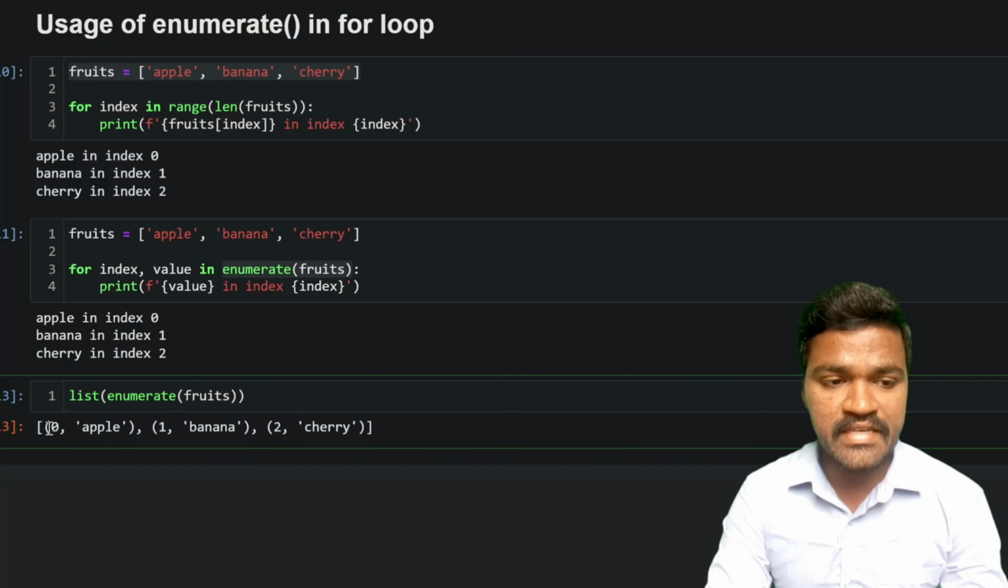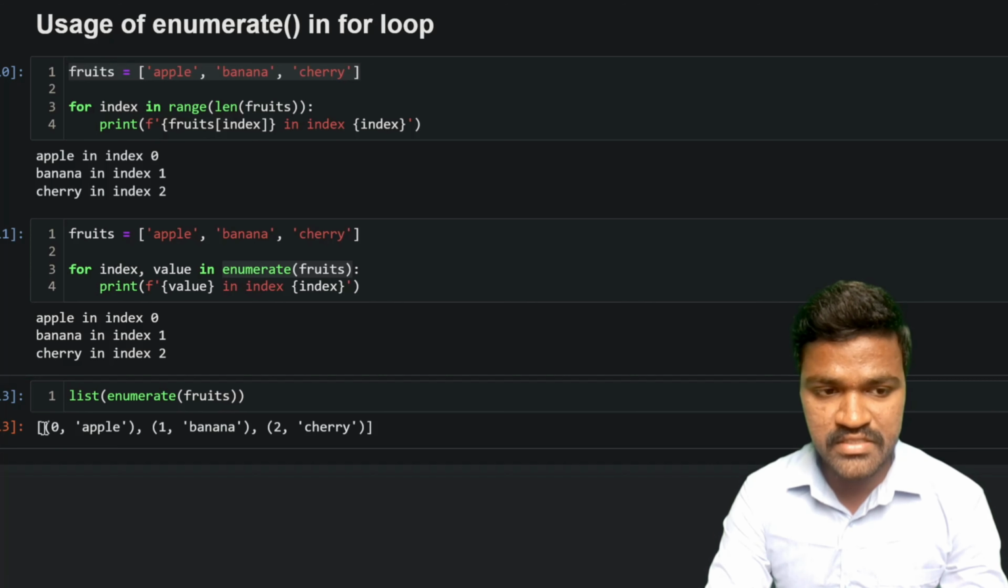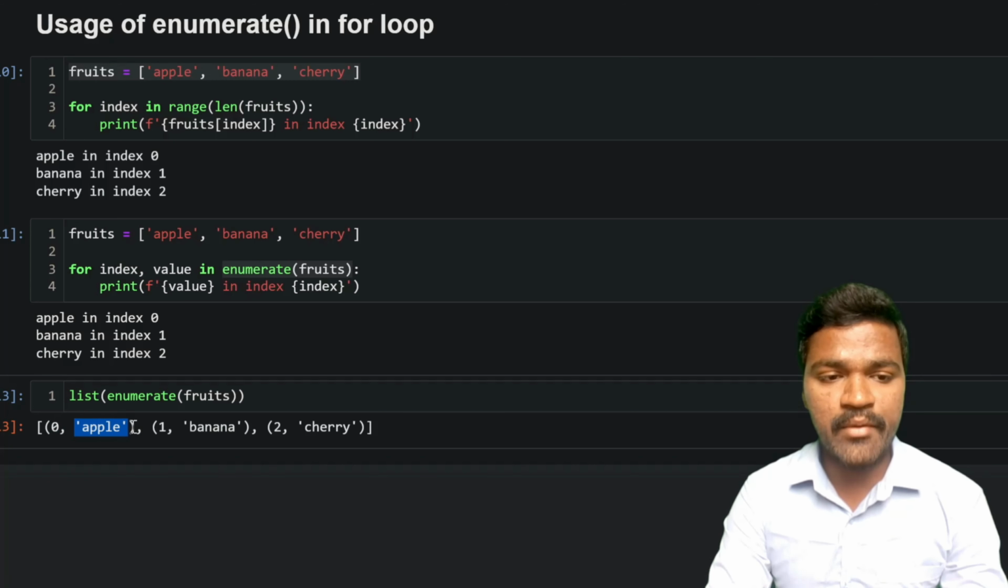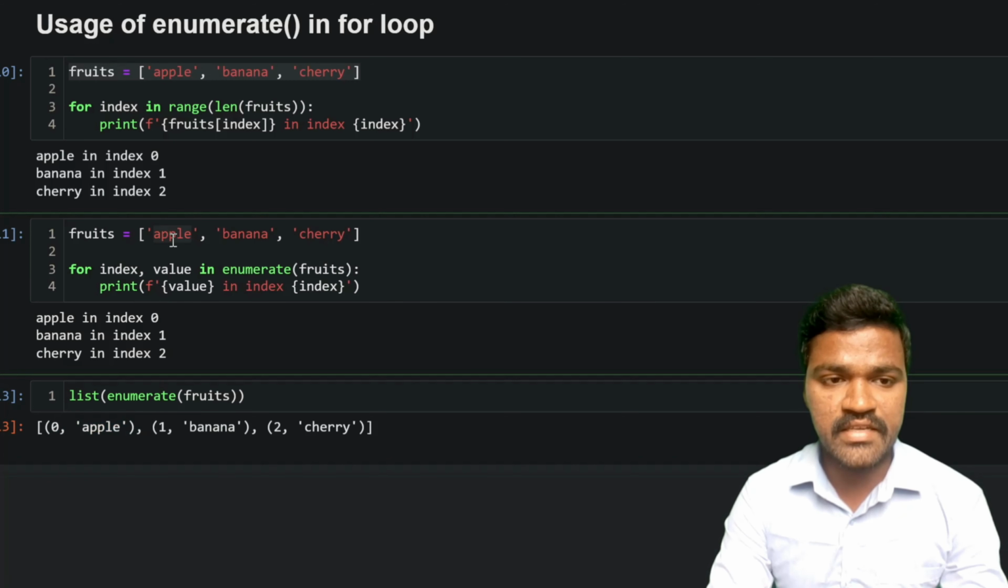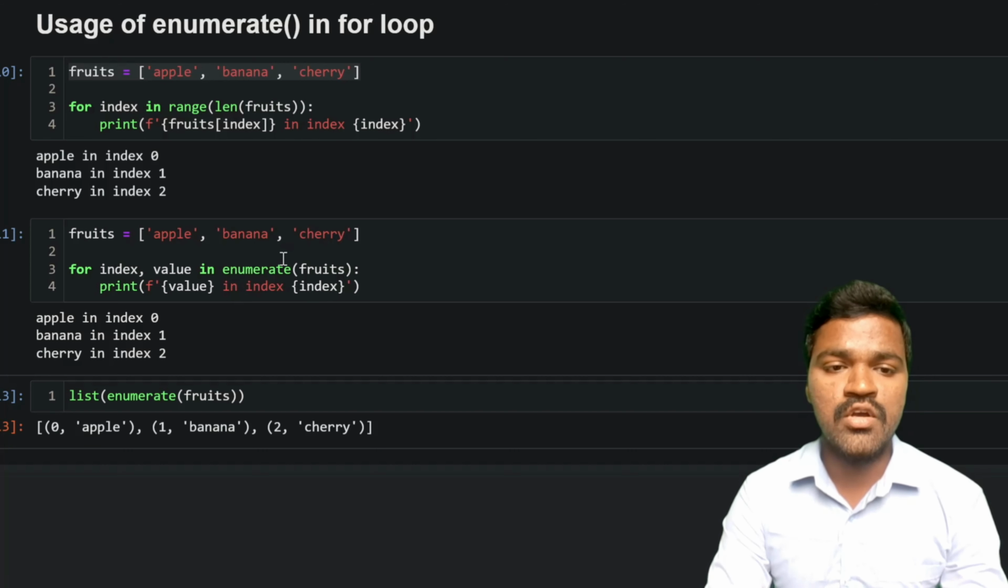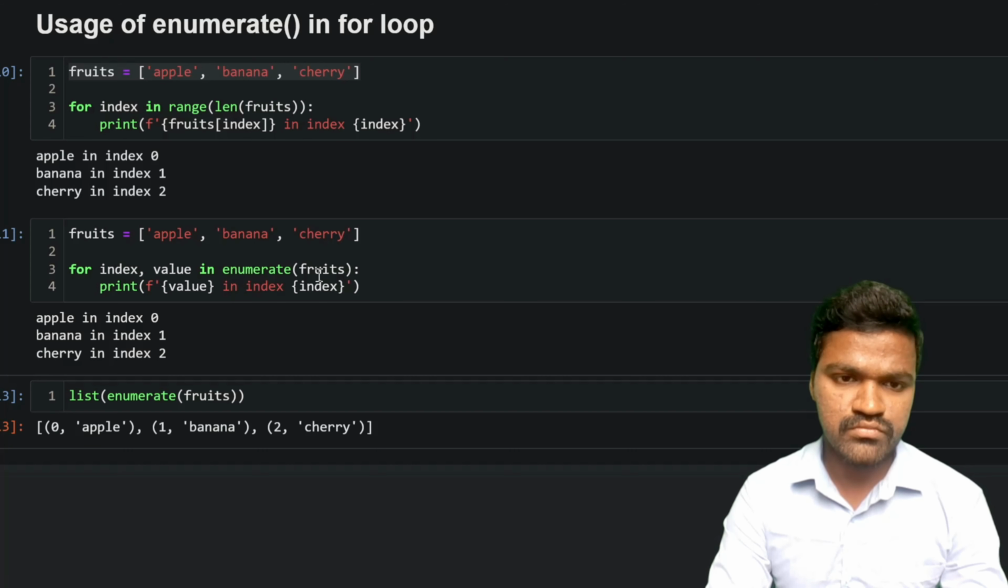In the first tuple I have 0 and apple. 0 is the index and apple is the value. Next, the one having banana: the index is 1 and the value is banana, and 2 is the index and cherry is the value. So this is how we can get the indexes and values by using this enumerate.